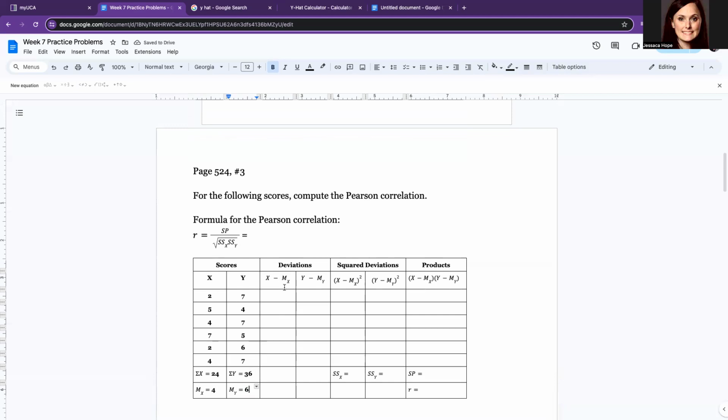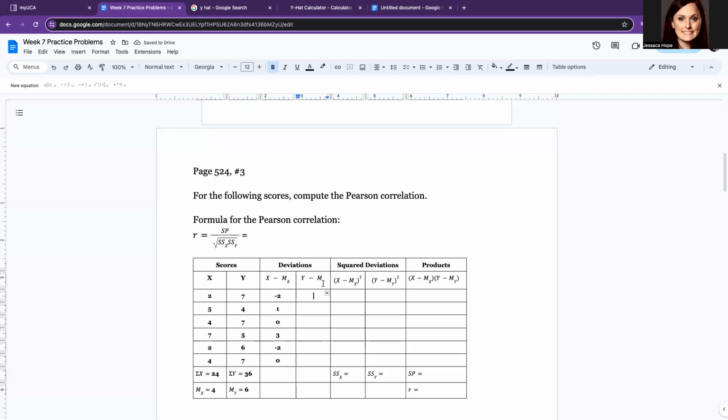So now I can do x minus mx. So 2 minus 4 is negative 2. 5 minus 4 is 1. 4 minus 4, 0. 7 minus 4, 3. 2 minus 4, negative 2. 4 minus 4, 0.